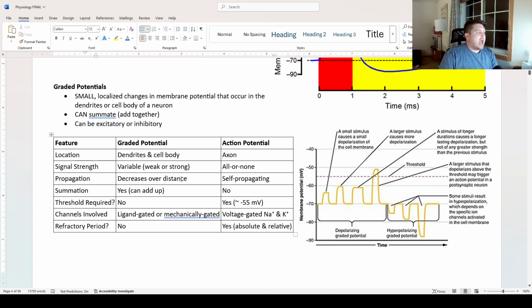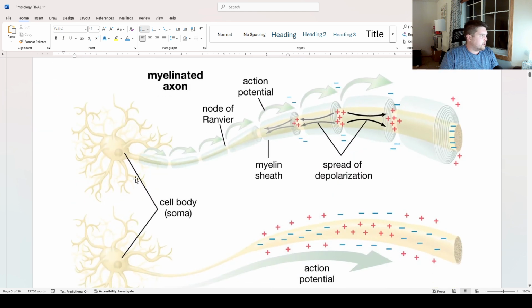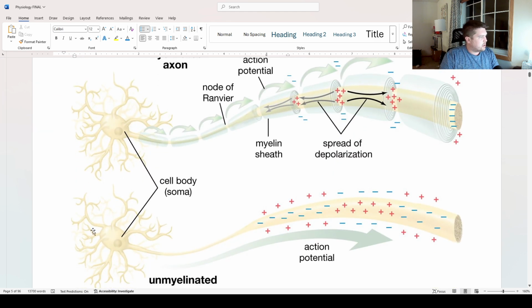So those were action potentials. We also have what are called graded potentials. These are small, localized changes in membrane potential that occur specifically in the dendrites or the cell body of a neuron. If we remember when we're looking at a neuron, the dendrites are all these little things sticking out here. They're the ones trying to receive signal from other sources to send it down.